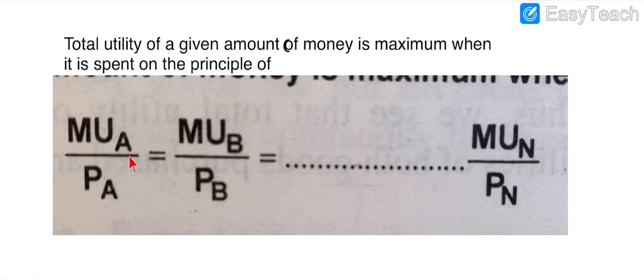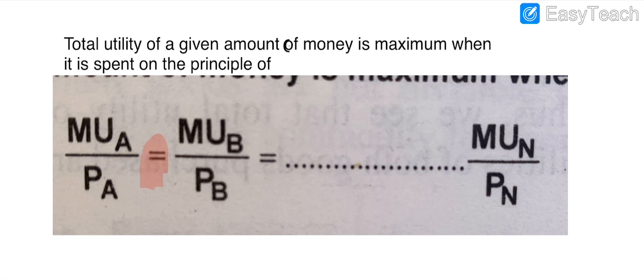Marginal utility of apple divided by price of apple is equal to marginal utility of B, banana, divided by price of B, and so on. You can take a lot of commodities, up to the end of the commodities. Clear? According to the law, the marginal utility per rupee of different commodities on which we spend our money must be equal, and this is the important thing, that it must be equal.